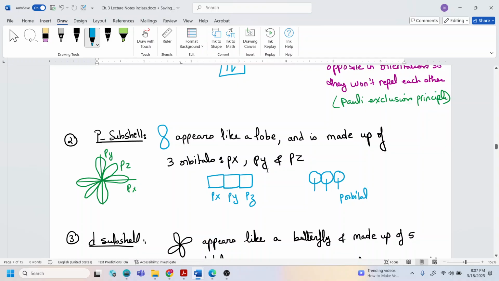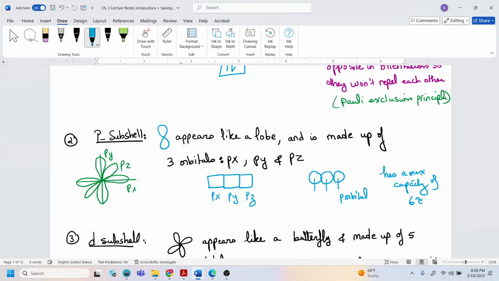Now, because the p subshell is made up of 3 orbitals, whenever I want to fill them, I want to make sure that every orbital is filled. So I cannot fill one orbital to the capacity and go to the next orbital and fill that. It doesn't happen this way. The p subshell has a maximum capacity of 6 electrons.